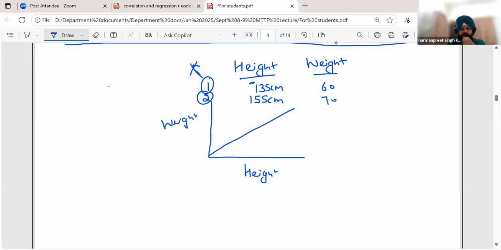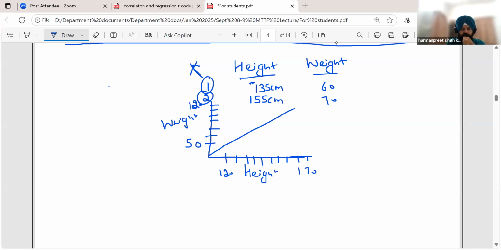So if I'm going to plot the value of height on the x-axis and the value of weight on the y-axis, starting with 120 and going to 170 for height, and for weight starting with 50 and going to 100. The minimum value I have observed is 50 and the maximum is 100, or it can be 120 also.